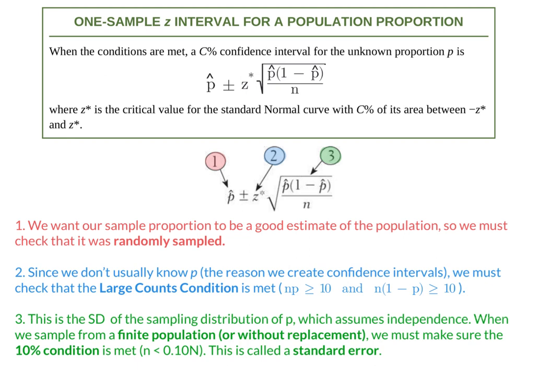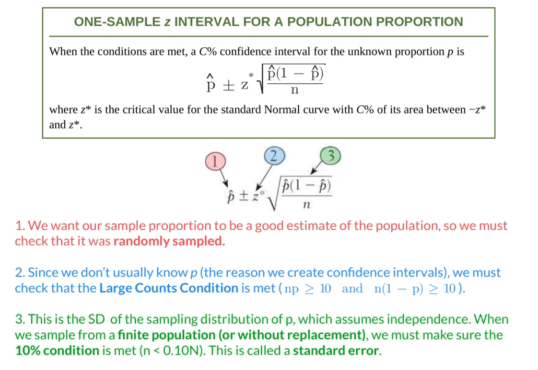So what are these three different conditions? First up has to do with our statistic here, our p hat. We want our sample proportion to be a good estimate of the population. Duh, why would you not? So we have to make sure that it was randomly sampled. Go back and check what those conditions are. This should be random. Second up is this z star, this z critical value. We don't know our population parameter, or p, which is the whole point of creating a confidence interval and checking margin of error and all this stuff.